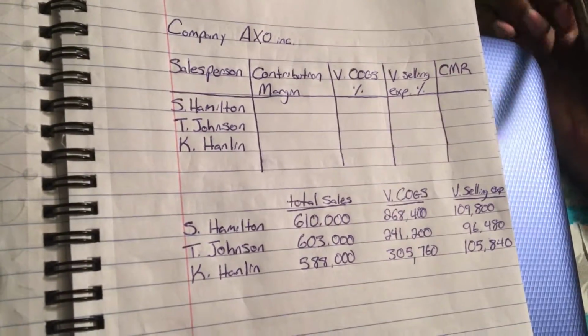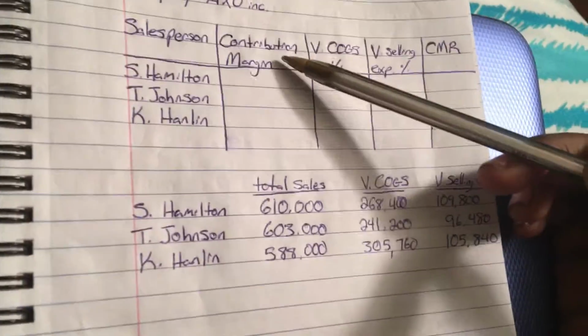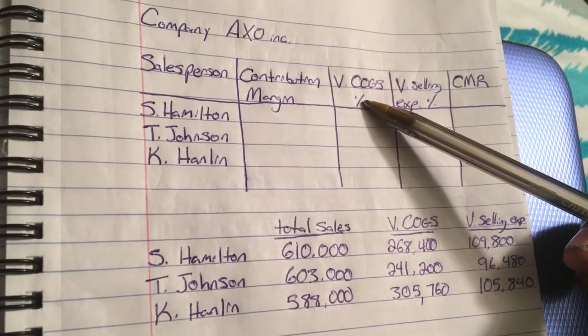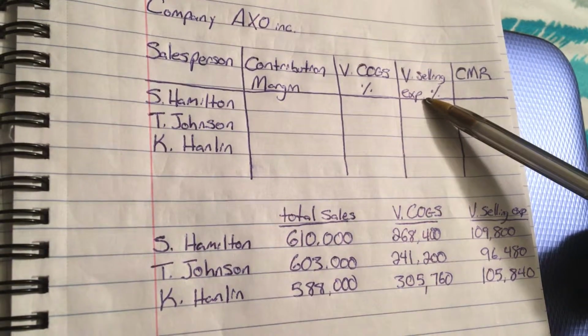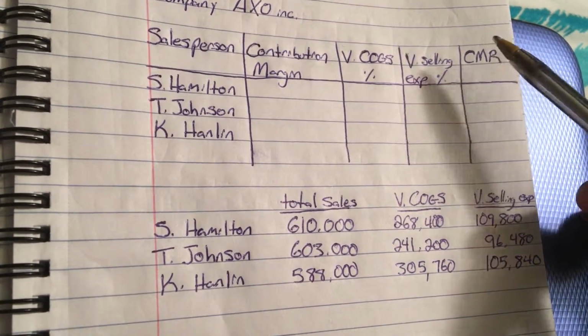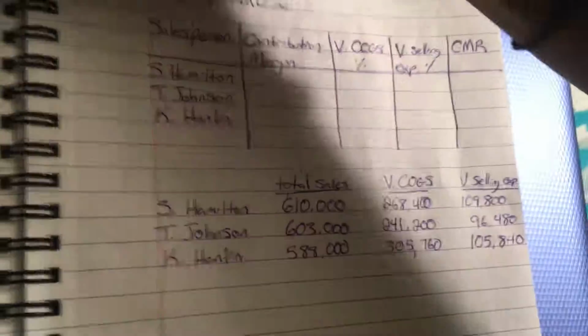Hi, my name is Angelina Carmichael, and today I will be showing you how to find our contribution margin, our variable cost of goods sold as a percent of sales, our variable selling expense as a percent of sales, and lastly, how to calculate our contribution margin ratio.